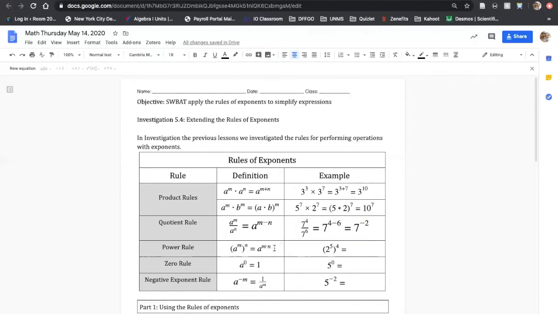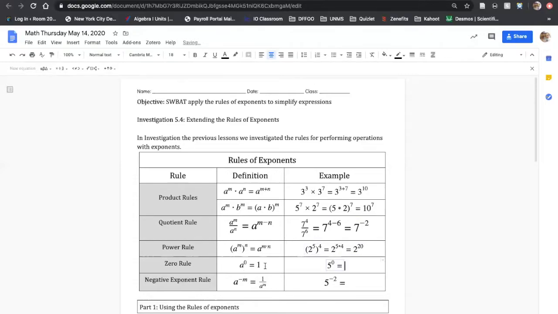So next one, the power rule. If you have something raised to a power, this tells us that I need to multiply those powers together. So this is going to be 2 raised to the 5 times 4, which gives us 2 raised to the 20th power. All right, the last two rules we went over yesterday are pretty simple.